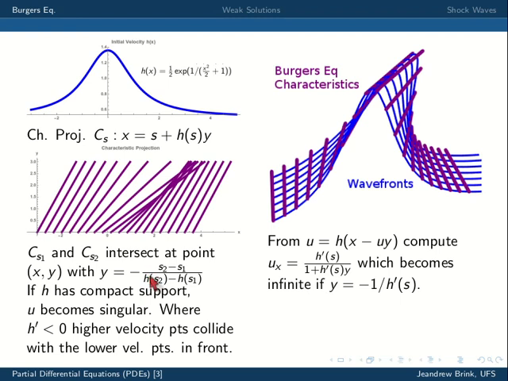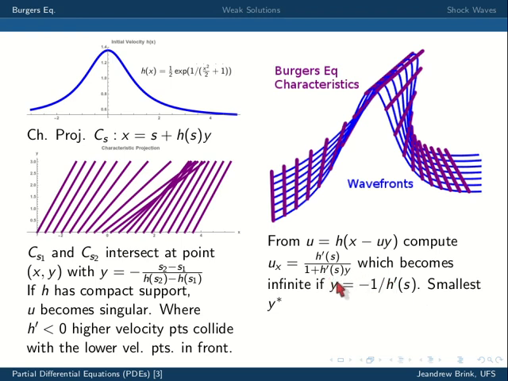Here we're simply looking at the characteristics where they collide and working out the intersection point. And here we used a different argument looking at the full 3D thing, but the picture is consistent. Whenever y equals minus 1 over h prime of s for this particular problem, we're going to have our characteristics colliding, the surface is going to go vertical, and we're going to have what we call a shock.